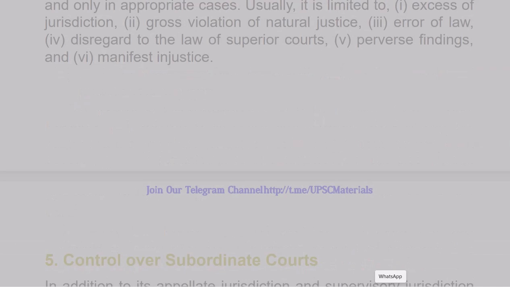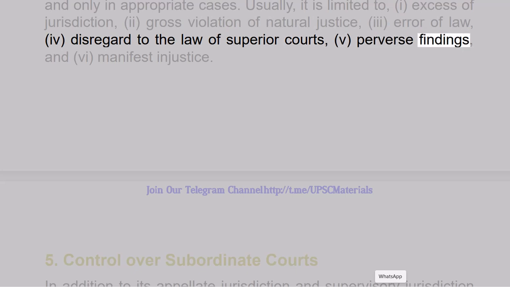Usually, it is limited to 1. Excessive jurisdiction, 2. Gross violation of natural justice, 3. Error of law, 4. Disregard to the law of superior courts, 5. Perverse findings, and 6. Manifest injustice.